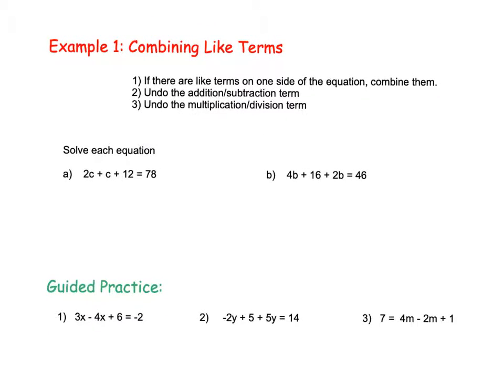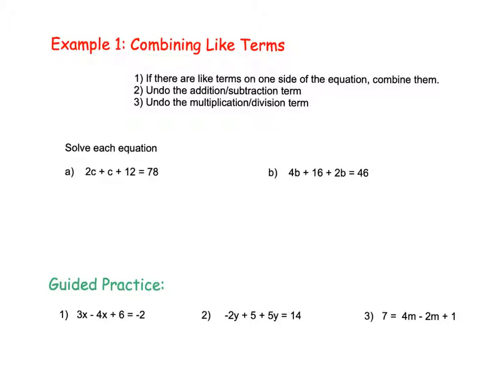One example of a multi-step equation will involve combining like terms. So if you look at example A here, you can see that you have a 2c term and a c term. And so if there are like terms on one side of the equation, you are to combine them first, and then it will become a problem that you recognize.